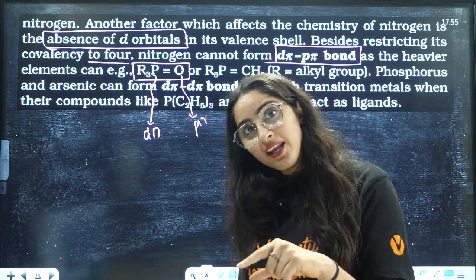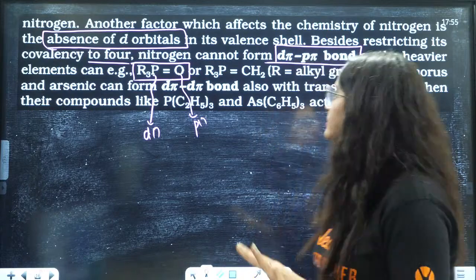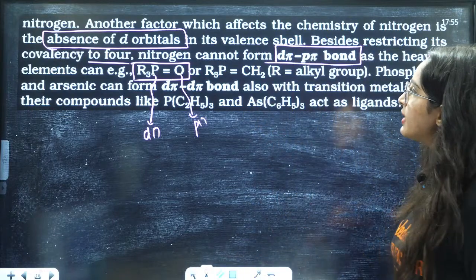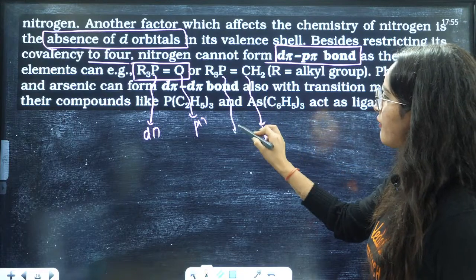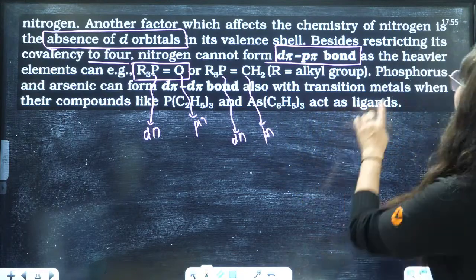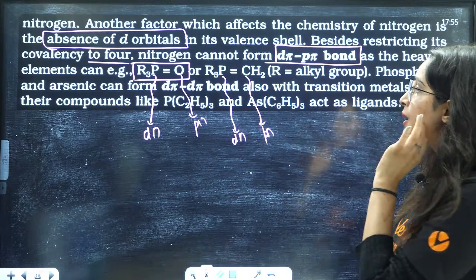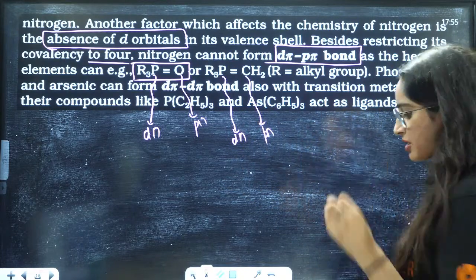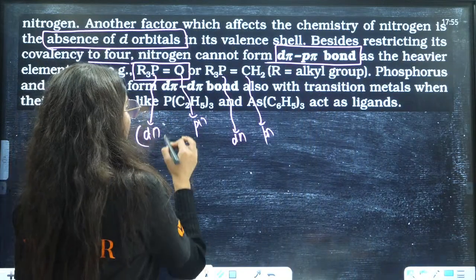Oxygen, again, is a first element, so it does not have any vacant d orbitals. If you talk about this again, this carbon will have p pi and this will have d pi. So phosphorus and arsenic can form d pi bonds also with transition metals. Now we are talking about d pi p pi. Here d pi p pi is possible.